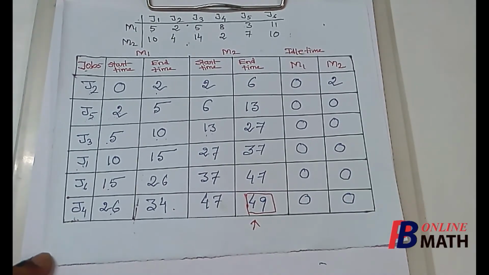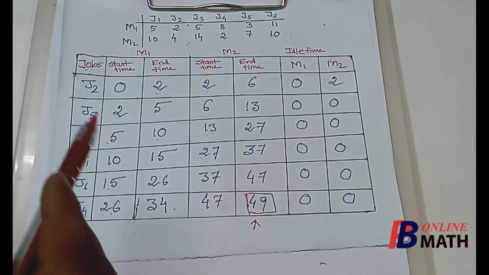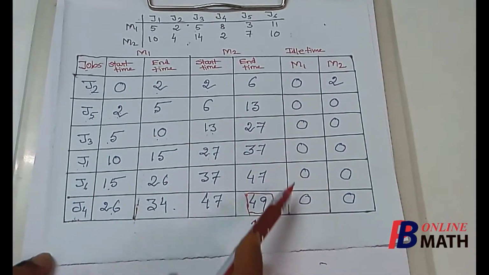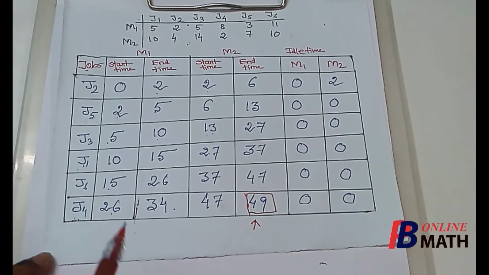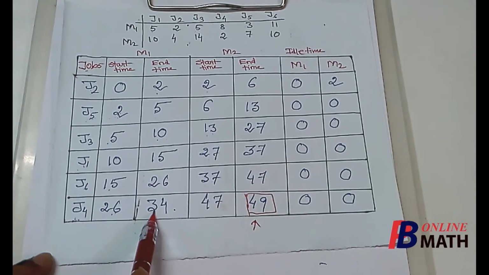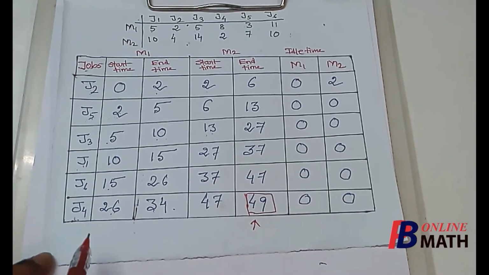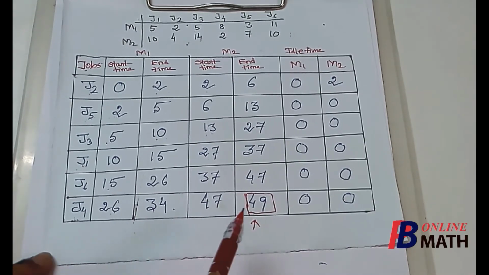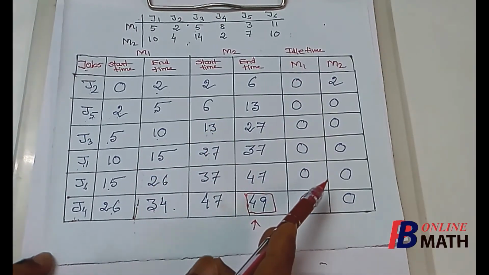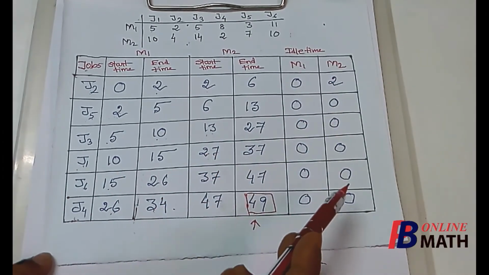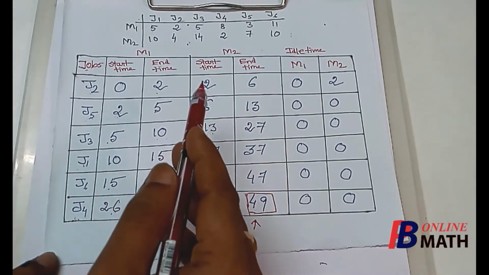Now let us find the idle time for the machines. If we look at the first machine, then we find that throughout the process the machine M1 does not remain idle, but the machine M1 finished processing the job after 34 units of time, but the total elapsed time is 49. Therefore the machine M1 remains idle for the last 15 units of time. Similarly for the machine M2, we find that the machine M2 remains idle for a total of 2 units of time. This is actually the idle time at the beginning of the process.